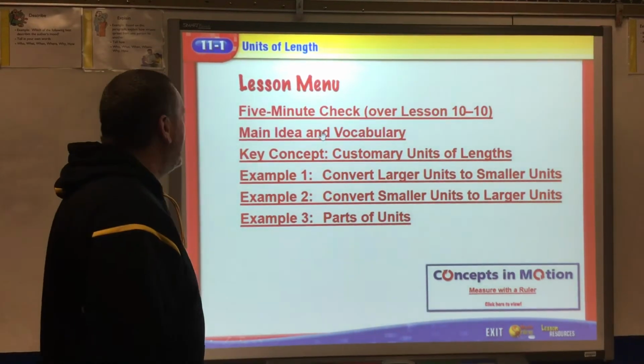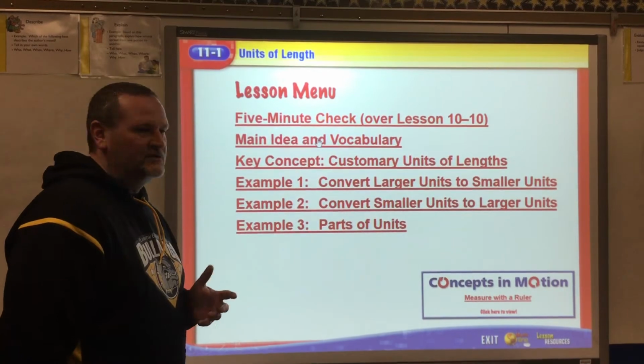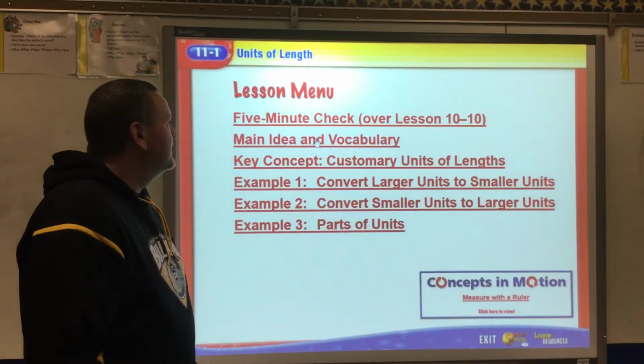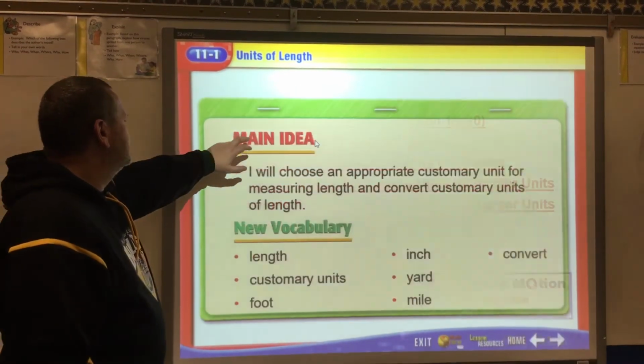Today we're moving from chapter 15 and we're going to be looking at chapter 11, which is dealing with customary units of measurement. The first one is we're looking at lengths. So let's take a look at the main idea.